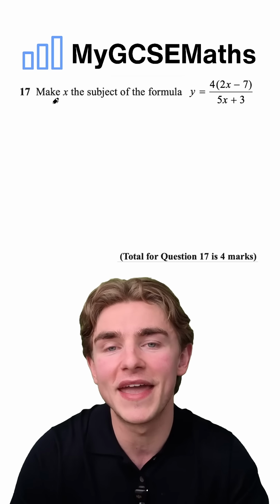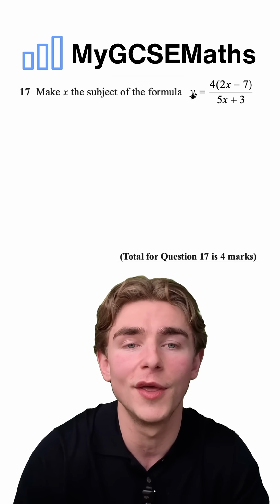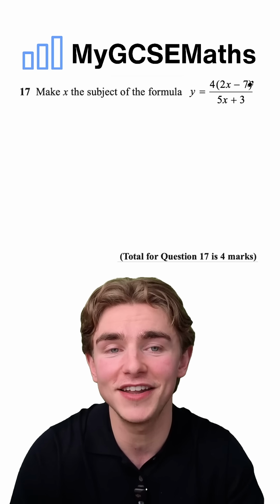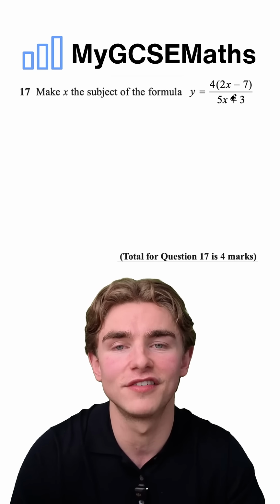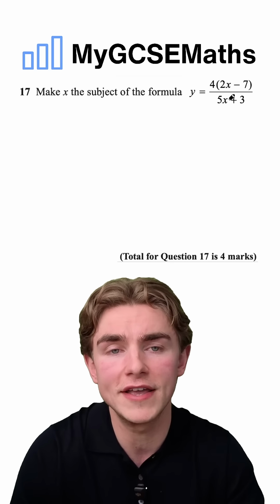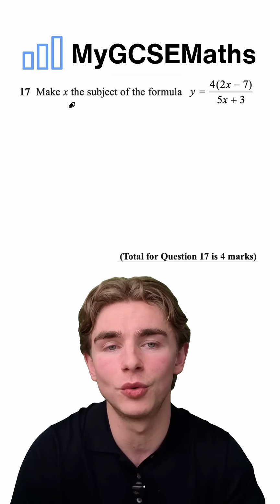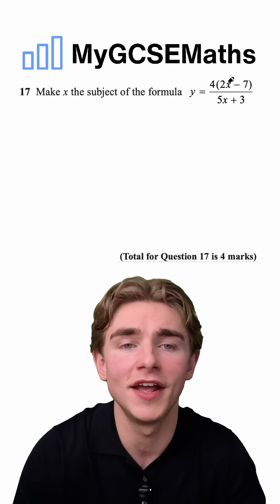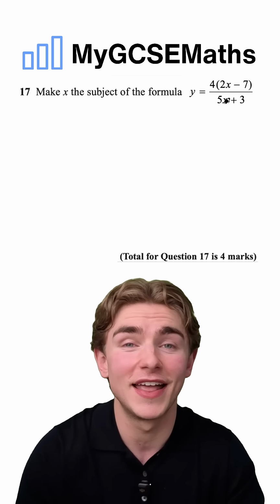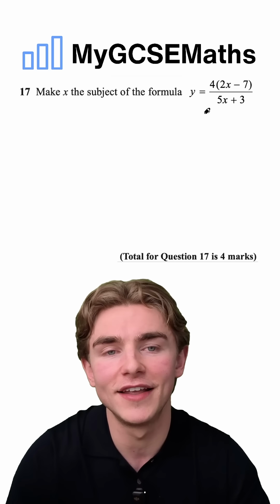The question says, make x the subject of the formula y is equal to 4 brackets 2x minus 7 over 5x plus 3. So first off, what does the question mean? It means that we want to rearrange this so that it says x equals. We can see at the moment that we have an x on the top of our fraction and also on the bottom. That's where our little trick is going to come in later in the question.